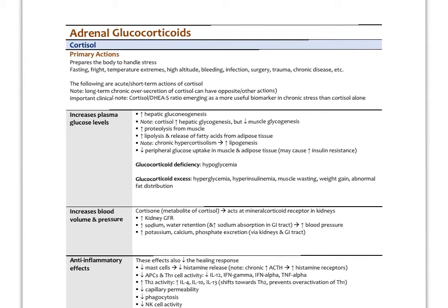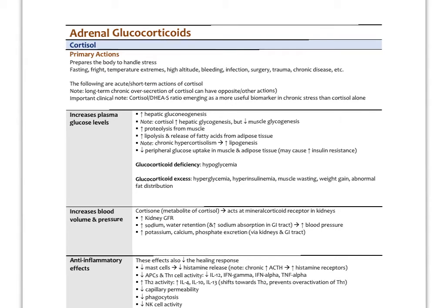It primarily prepares the body to handle stress. And again, we have to look at cortisol effects really whether or not they're acute or chronic, because we get different effects. Acutely, we have what we might call the good effects of cortisol. They're going to prepare us for stress. Chronically, we start to see a lot of the negative aspects of cortisol come through. So basically fasting, stressors like fasting, fright, temperature extremes, high altitude, bleeding, infection, surgery, trauma, chronic disease, etc., all are going to cause increased CRH, ACTH, and then cortisol release.